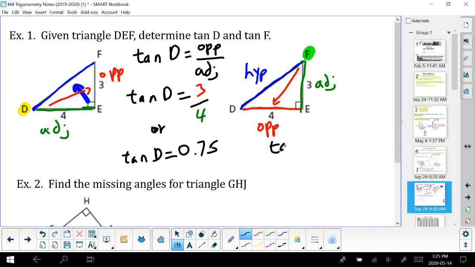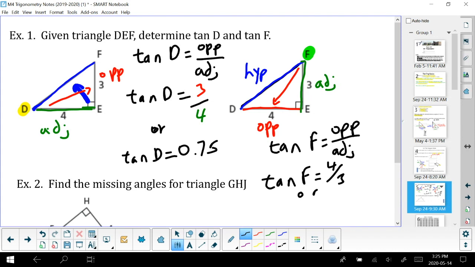So once again, starting off with my tangent formula, tangent of F is equal to opposite over adjacent. In this case, tangent of F is equal to 4 over 3, or I can state that tangent of F is equal to 1.3 repeating.